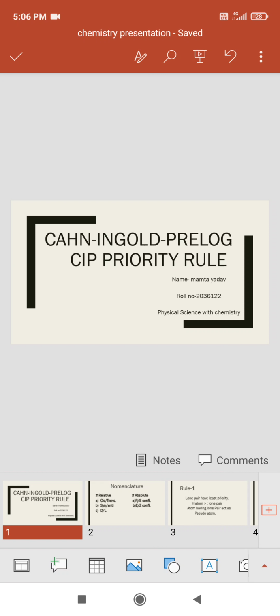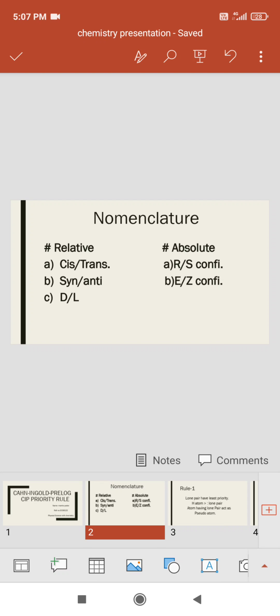Now the next question arises: where should we use this rule? In the nomenclature of stereochemistry, it is divided into two parts, the relative nomenclature and the absolute nomenclature. Relative is further divided into three parts: cis-trans, syn-anti, DL. The absolute is divided into two parts: RS configuration and EZ configuration. To find RS or EZ, we should know the CIP rule.